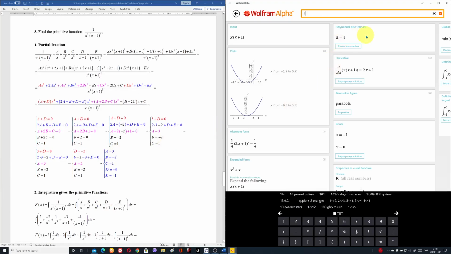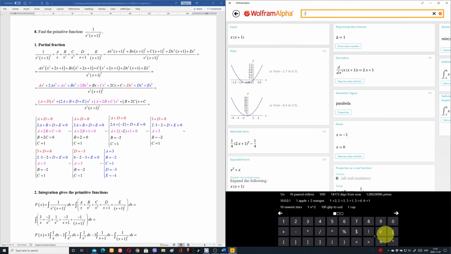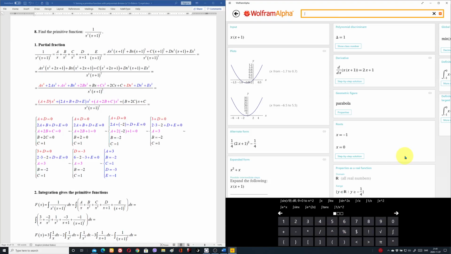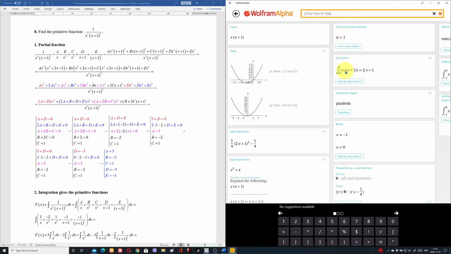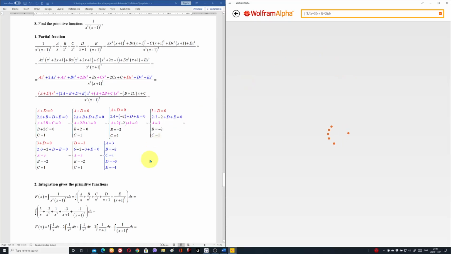So even here, I will just take the integral again: integral of 1 divided by x to the power 3, parentheses again, and x plus 1, and I will put even here power 2, I will put 1, brackets here. The x, let me, okay, and enter. Both of them should say the same as me.